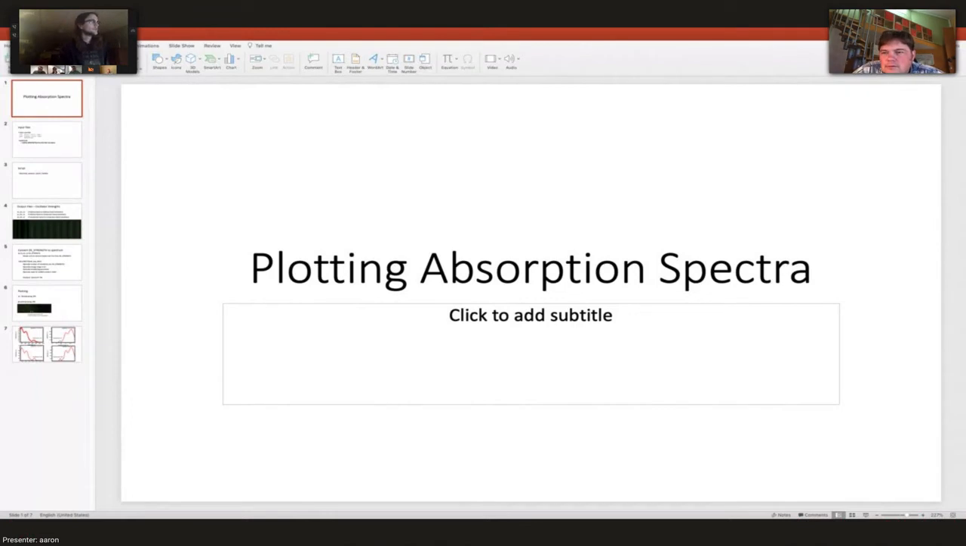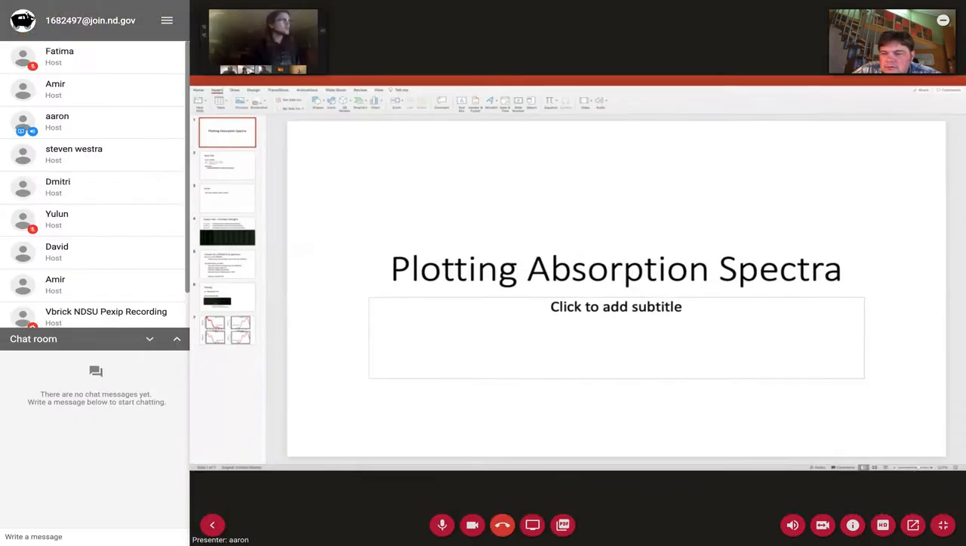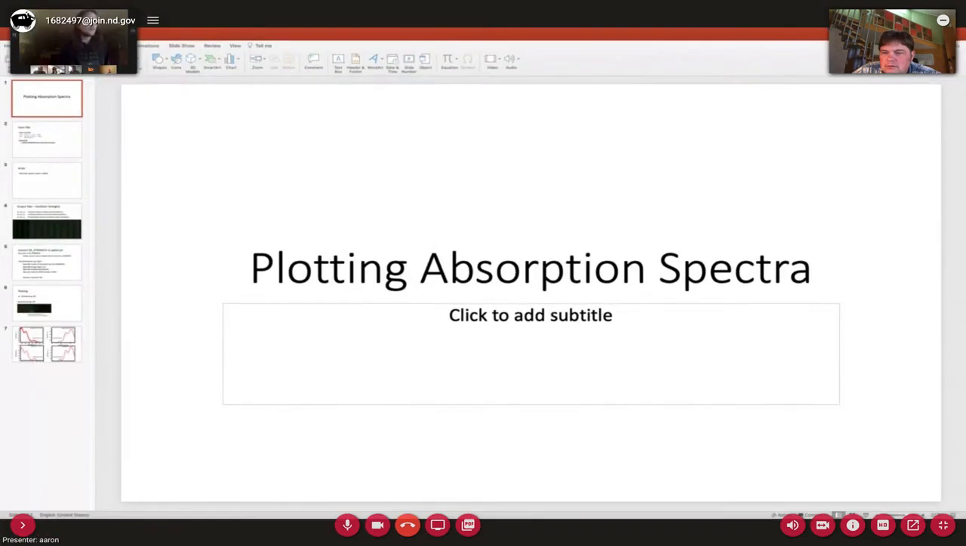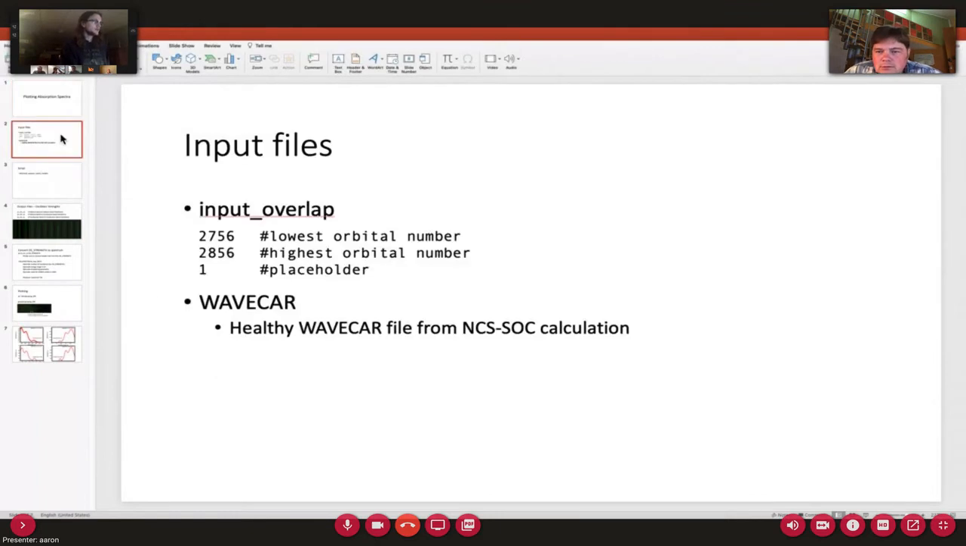And so my talk is just a continuation of what David presented previously. He worked up to plotting the density of states. And then if you were going through the workflow, the next step would be to look at absorption spectra for the model that you looked at. So for the spectra, the only input file that you really need is an input overlap, which is just three lines, and only two of them matter. Essentially you provide which range of orbitals you want to look at.